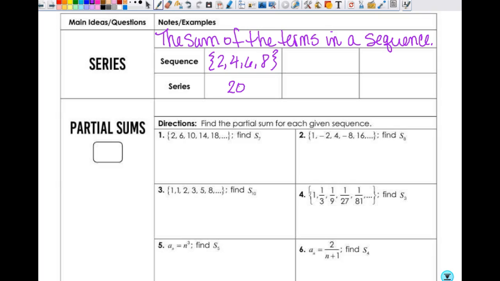Okay. Or if I had something that looked like 4, 8, 12, 16, and I kept on adding, I kept on going, and then I added them all up, what do you think that's going to give me? Infinite, yeah. So it's not only an infinite sequence, but it's also an infinite series.